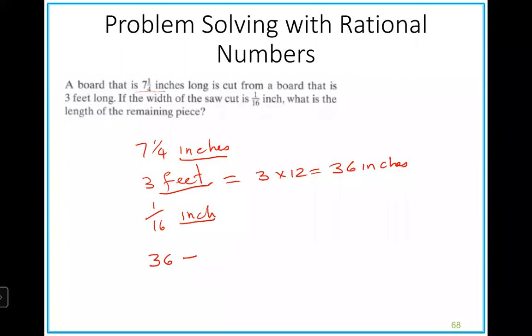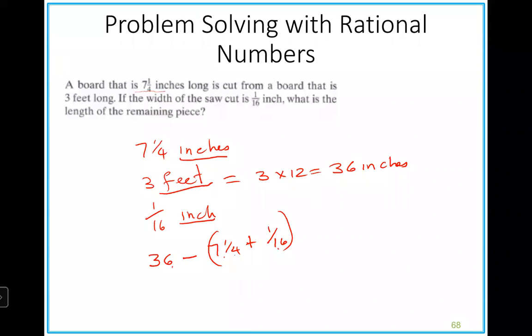Okay, so then we're going to say 36 minus 7 1/4. And then it's not just the 7 1/4, we're going to add the 1/16. So it's 2 things we have to take away from that. We're going to add the 7 1/4 and the 1/16 together, and then we're going to subtract that from the 36. Okay, so what's a common denominator for a quarter and 16? 16.